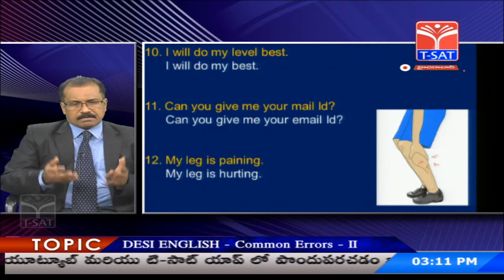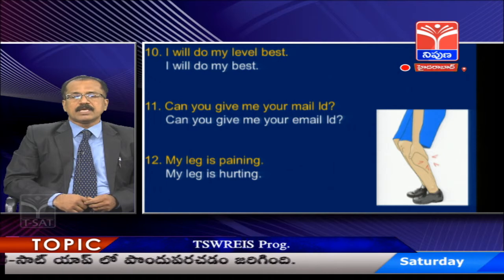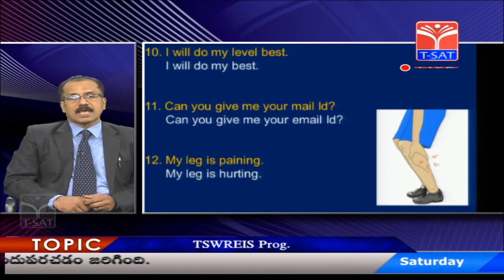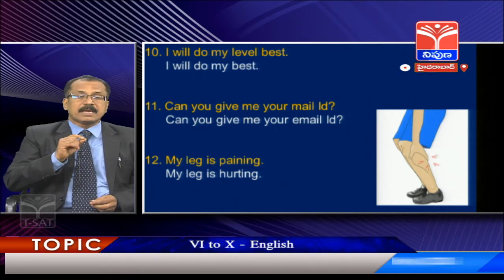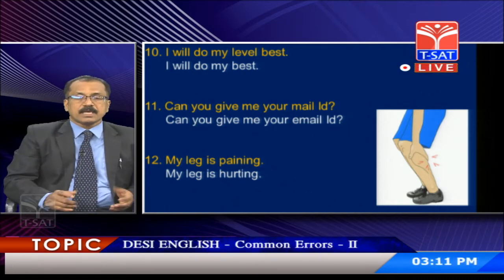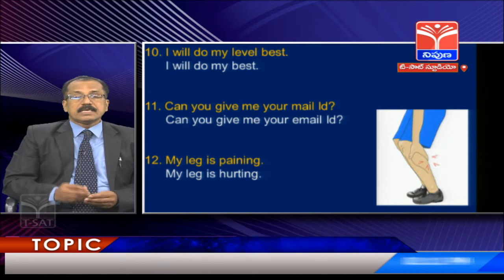The next sentence. Can you give me your mail ID? There is no mail ID. You should say email ID. Mail is something different. You should say, can you give me your email ID?